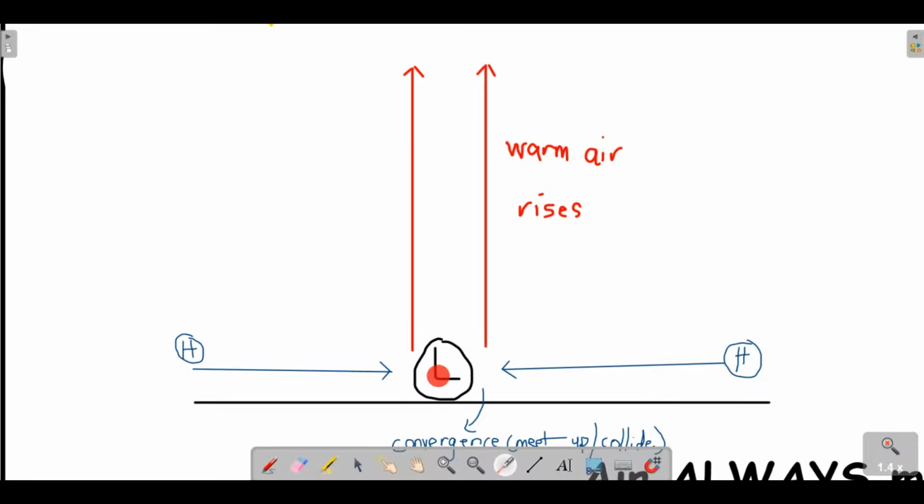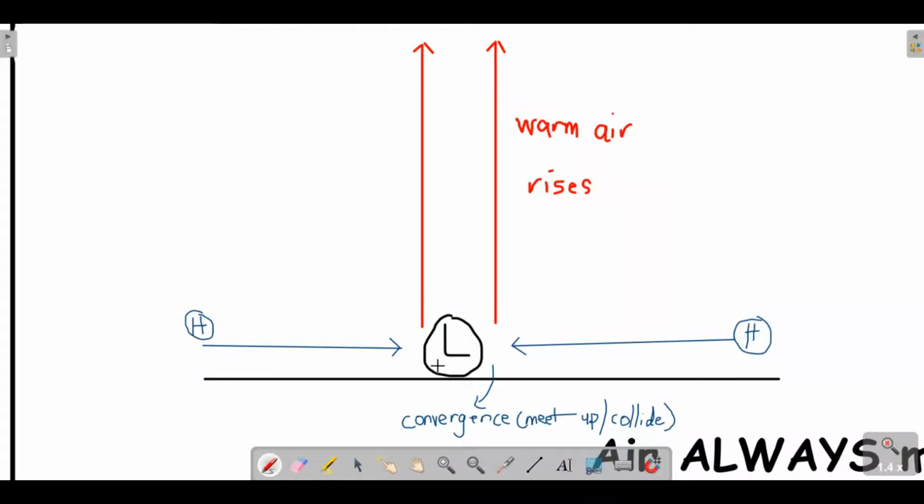And more air is invited to go towards this low pressure and collide with another one, move upwards, collide, move upwards, and so on and so on. That's what we see there. Collide and move upwards. Okay. So we see convergence at the surface. We call that surface convergence.